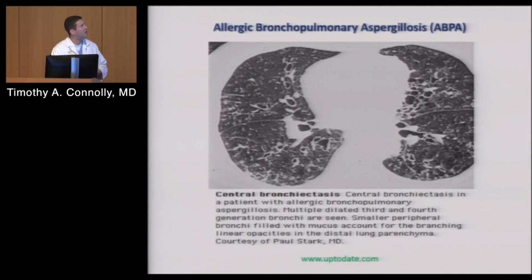ABPA is a situation where, again, it's that Aspergillus, and this is more kind of patients will come in with asthma that is just refractory to traditional treatment. They have this central bronchiectasis. Their airways just appear very pronounced and dilated, more than they should be in the central part of the chest.